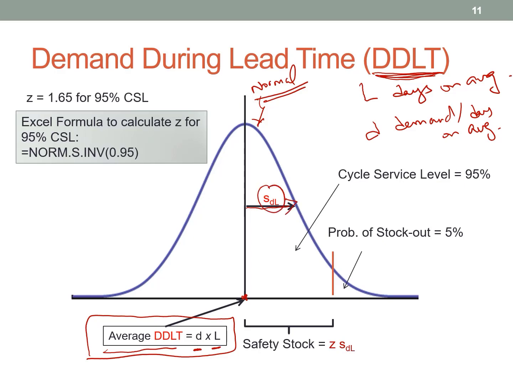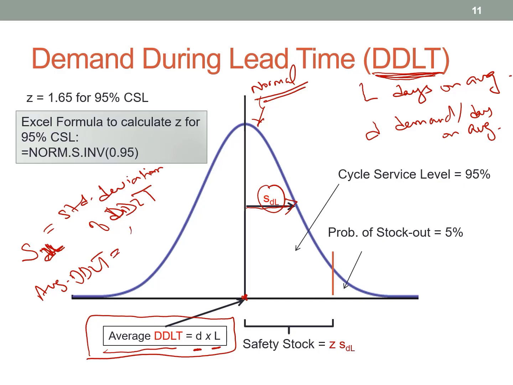And I'm going to call that SDL, S for standard deviation, DL for the demand during lead time. Okay, so SDL is the standard deviation of demand during lead time, DDLT. Okay, and the average of DDLT is DL, D multiplied by L. Okay. Let's assume for a moment that we know the standard deviation SDL.